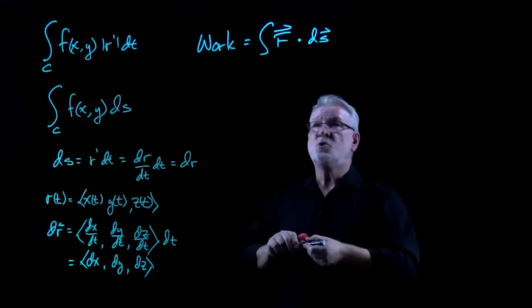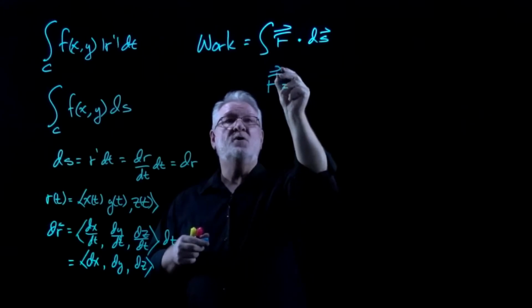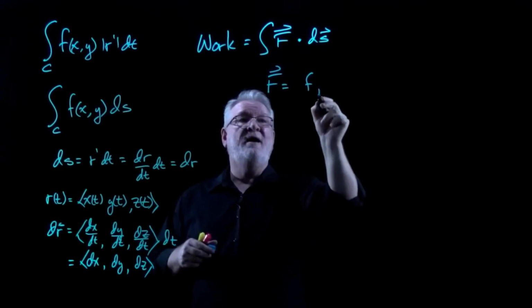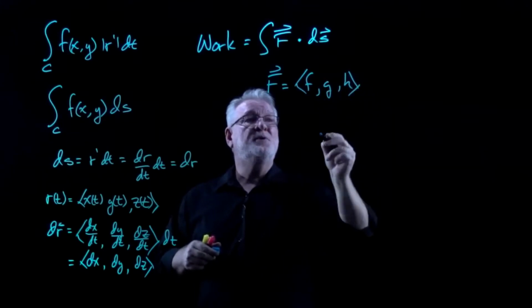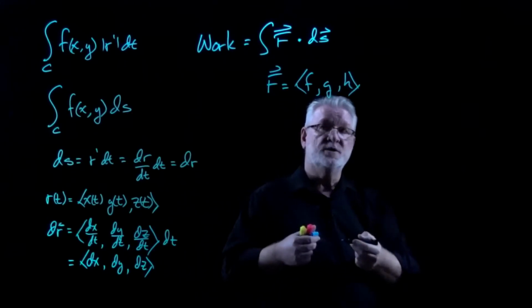We actually have some choices. Because F itself is going to be a vector function, it's the vector force, it's going to have components. And I'll call those f, g, and h. So those represent the three spatial portions of the vector force.